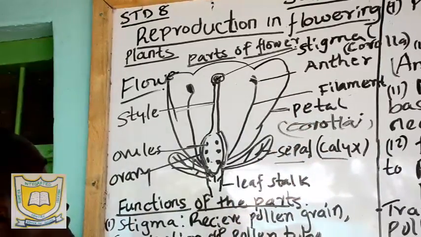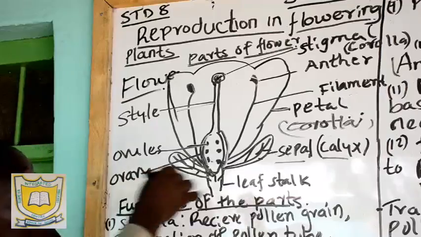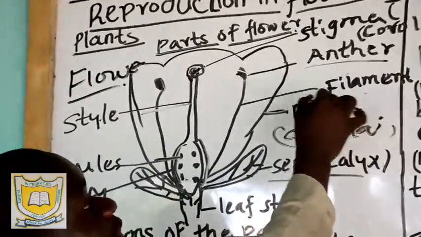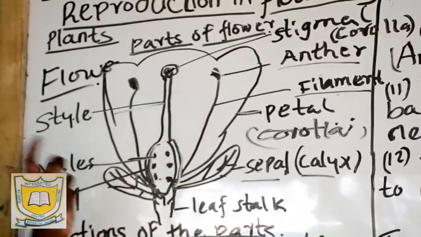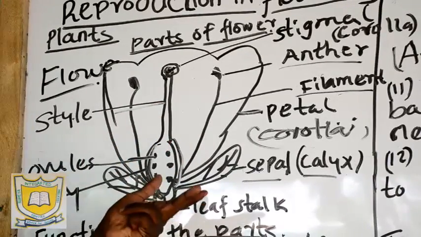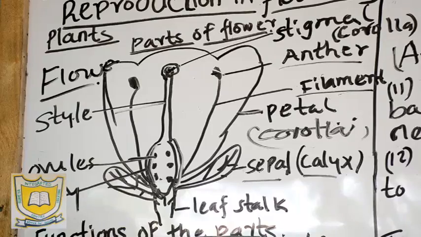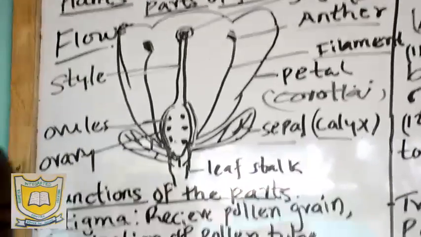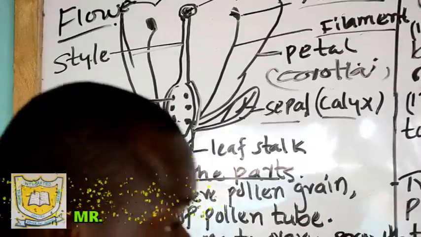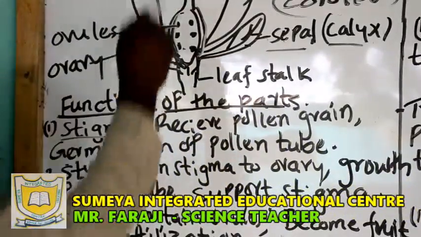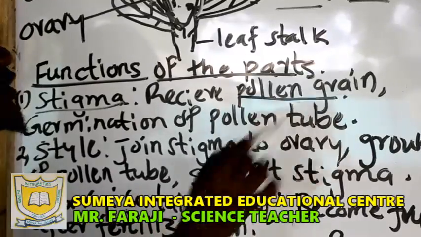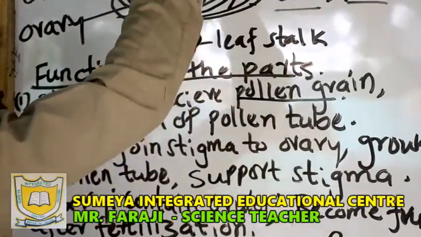Then inside here we have the male part of a flower, which consists of the anthers and the filament. Now to the functions of these parts. First you understand the parts, and then you understand the function of those parts. Number one, we are going to discuss the stigma. What takes place in the stigma? At the stigma the pollen grain is received.